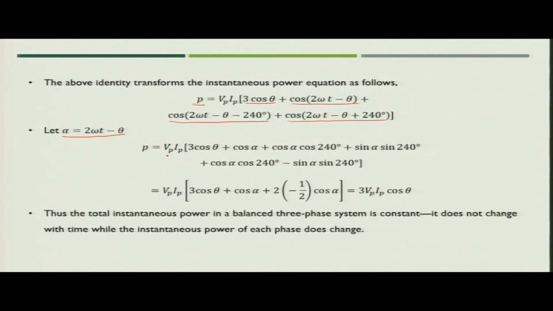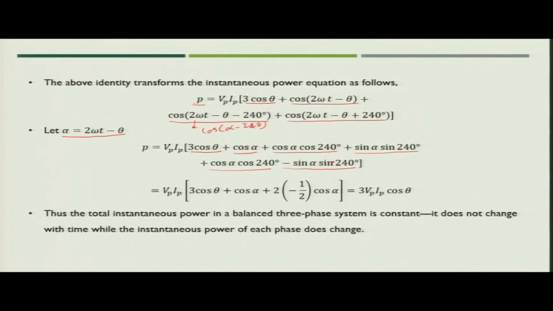The above expression will be simplified to V_P into I_P. In bracket you will get 3 cos theta plus cos alpha plus cos alpha into cos 240, because here this will become cos of (alpha minus 240). So, if you expand you will get cos alpha cos 240 plus sin alpha sin 240. Similarly, for this term you will write cos alpha cos 240 minus sin alpha sin 240.